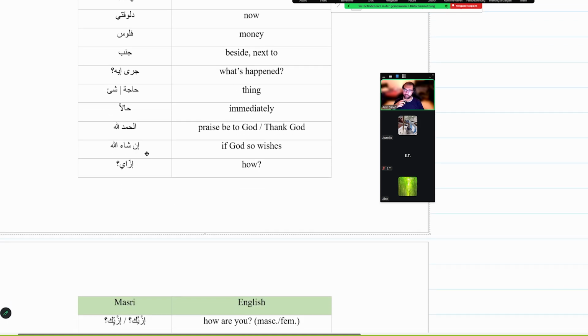And then we have inshallah, which means if God so wishes or God wills it so. You say that if you're going to say that something is going to happen in the future. So usually you say, we're going to meet tomorrow, هنتقابل بكرة. If you're making a prediction, you always have to say inshallah at the end. It's a way of showing humility. You can't be certain what the future is going to be. So you say, we're going to meet tomorrow if God wills it so.